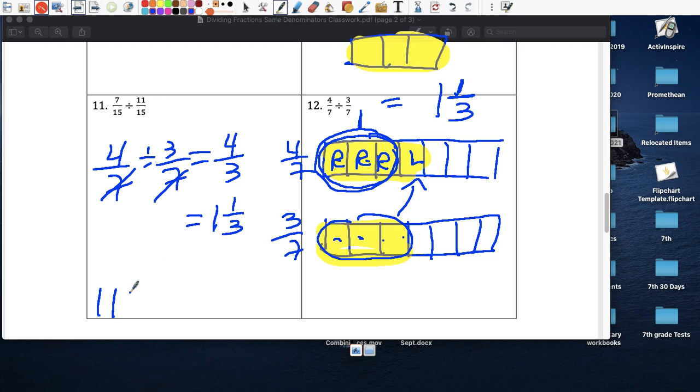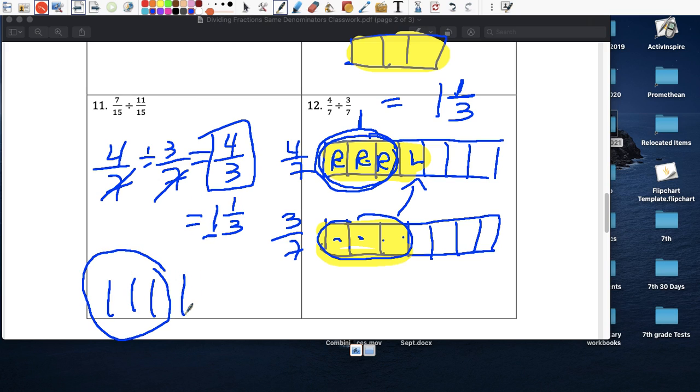So think about this: 1, 2, 3, 4, 5, 6, 7. How many groups of 3 can I make? Oh, I drew too many, sorry. This is what I want to draw. So I want to draw 1, 2, 3, 4. How many groups of 3 can I make? How many times can 3 go into 4? 3 goes into 4 one time. That's how I got my whole number. How many left over? 1 left over out of 3. Okay? And that's that.